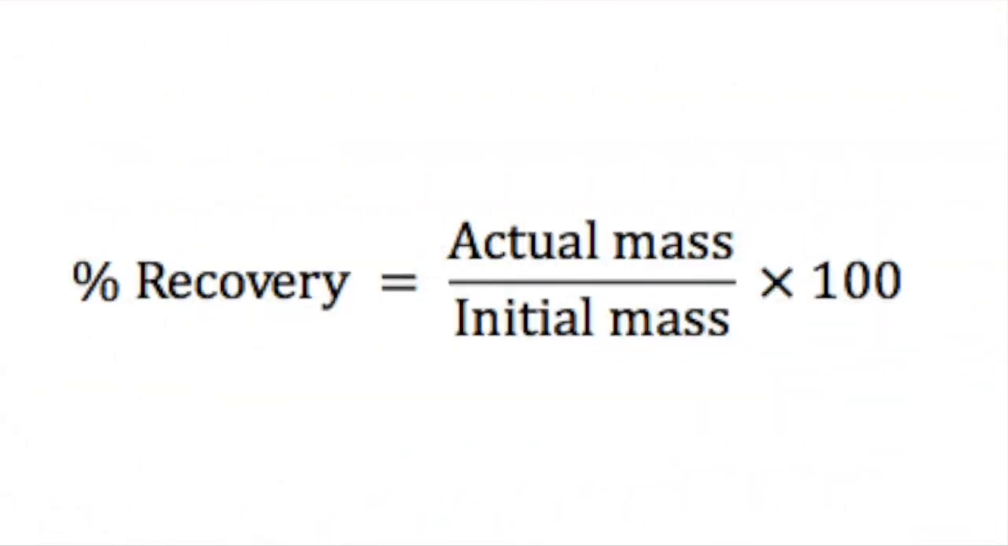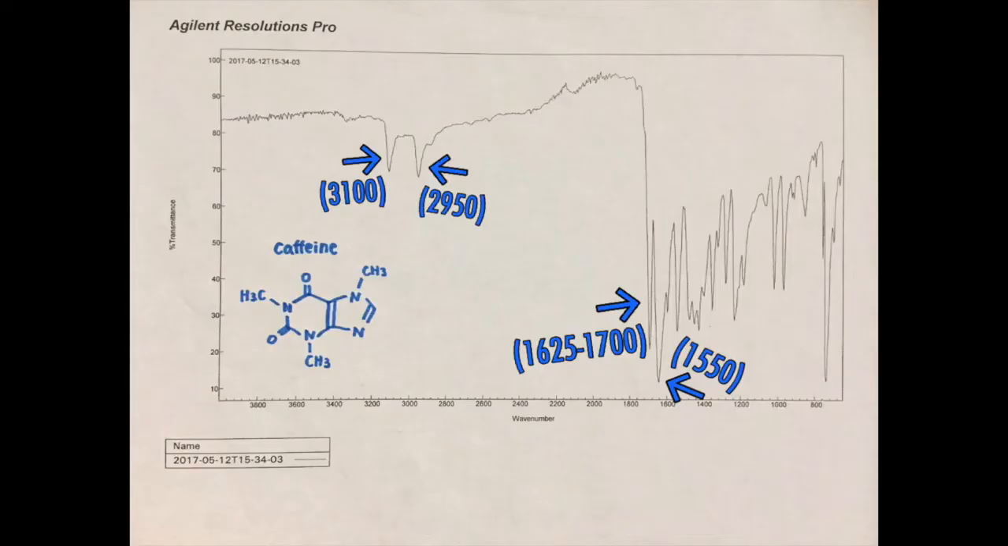Use this formula to calculate the percent recovery. The IR spectrum of caffeine should look like this. Write out the structure of caffeine and find out which peak corresponds to which functional group.